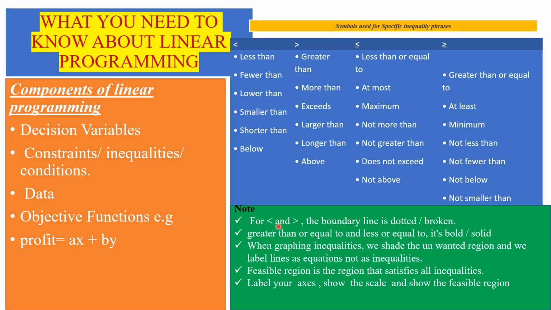As long as you have used an inequality symbol of less than or greater than, then the boundary line should be dotted or broken. But for the case of greater than or equal to and less than or equal to, the boundary line should be solid or bold. And when we are graphing those inequalities, we do shade the unwanted region, and we label those lines as equations, not inequalities.